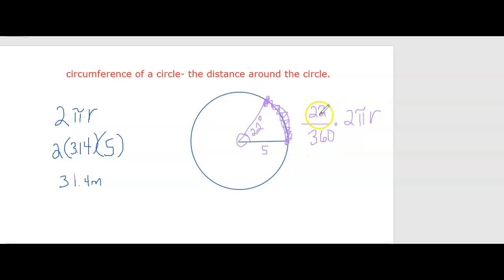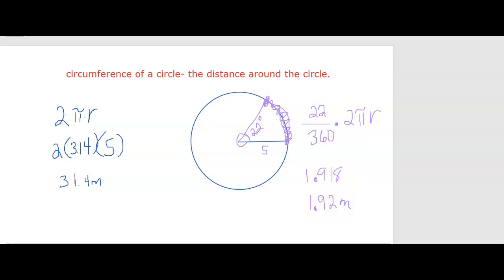So that's the only thing we're adding: this little piece, 22 over 360, whatever the degree is over 360, times 2 pi radius. So go ahead and multiply that out. 22 divided by 360 times 2 times pi, which is 3.14, times my radius. My radius is 5. So get your calculator out. You press the pause button so you can do that. Great, you should have gotten 1.92. 1.918 rounds to 1.92.